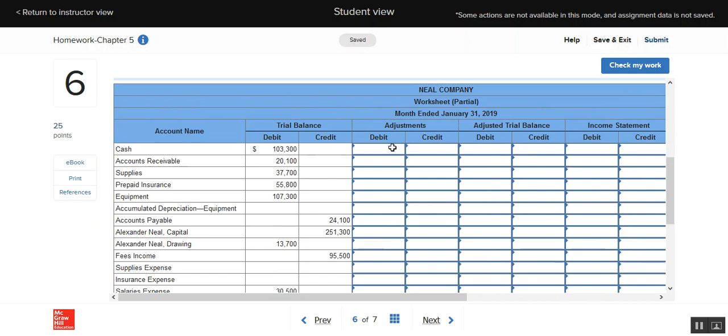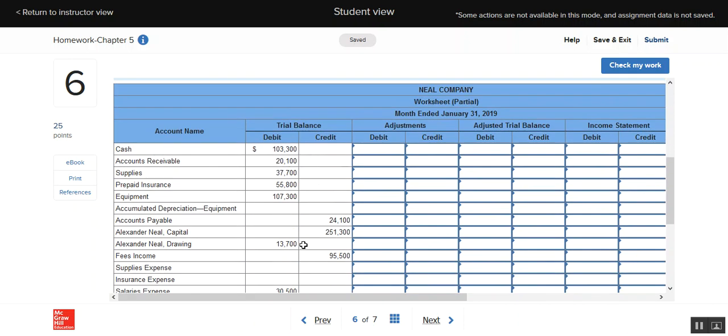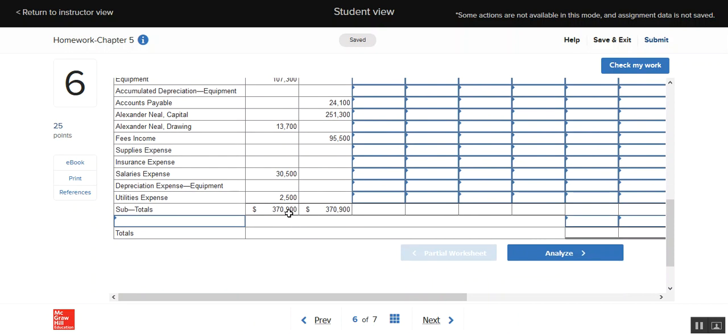If you were to cover up everything from adjustments all the way to the right, you would just see a list of account names with a debit and a credit column, and that's your trial balance column. So you've seen a trial balance before. Remember, your debits and your credits should balance at the bottom, and they do.